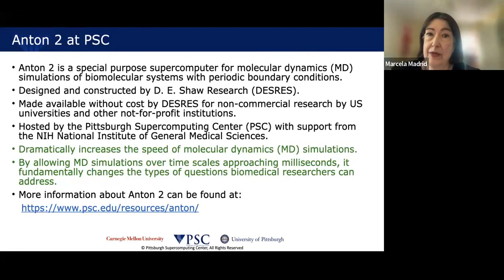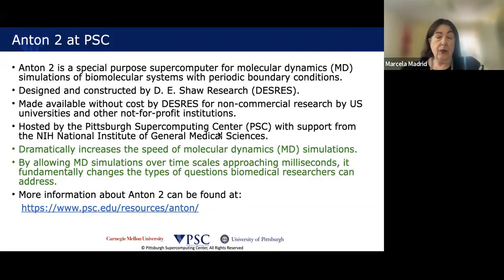And it's made available without cost by Desres for non-commercial use by US research institutions and other not-for-profit institutions. International collaborators are welcome, but the PI needs to be from a US institution. As I said, it is hosted at the PSC with support from the NIH.